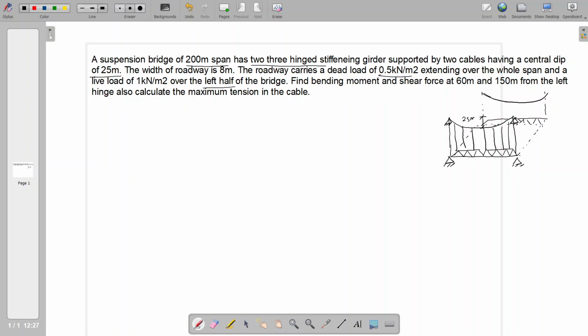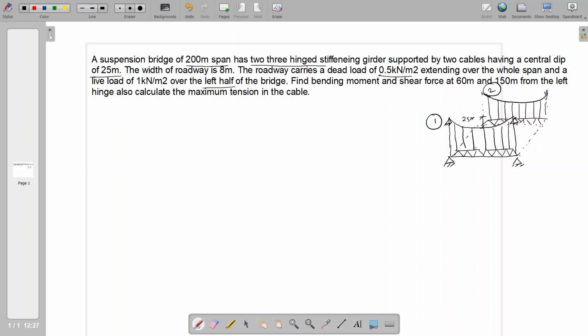It will be like this, and at the bottom we will have the truss-like girder for the load transferring, and the suspenders will be tied between the cable and the girder. Normally the load transferring mechanism is from the girder to cable and cable to the supporting tower and the anchorages. Here we are given two numbers of 3-hinged stiffening girder, that is one on one side, another on the other side.